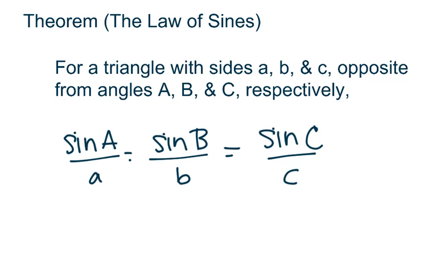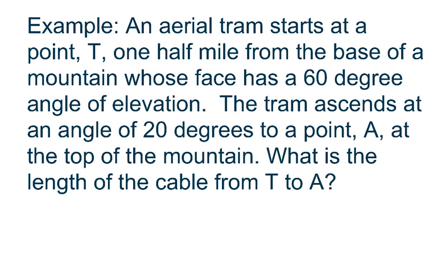Now, for those of you who are interested, I'm going to do an example of an application of the law of sines. So this is the problem we're going to be doing. An aerial tram starts at a point T 1/2 mile from the base of a mountain whose face has a 60-degree angle of elevation. The tram ascends at an angle of 20 degrees to a point A at the top of the mountain. What is the length of the cable from T to A?